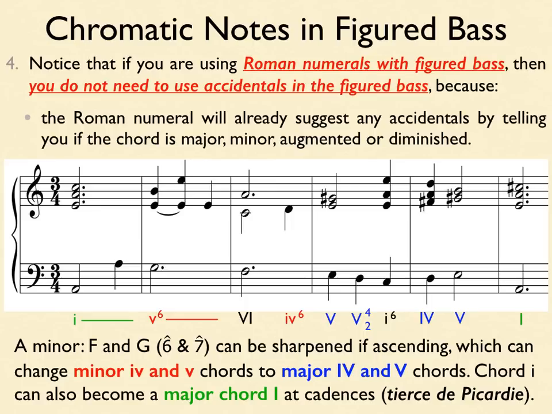It's in A minor, so the F and the G, the 6th and 7th degrees, can be sharpened if ascending, which can change minor subdominant and dominant chords to major subdominant and dominant chords. And chord 1 can also become a major chord 1 at cadences, in other words, your tierce de Picardie chords. Okay. So a lot to take in on that last slide, but hopefully it makes sense that if you have Roman numerals and figured bass together, not only do you get a more accurate description in your analysis, but you don't have to worry so much about putting accidentals into your figured bass, because the Roman numerals will take care of that information for you.